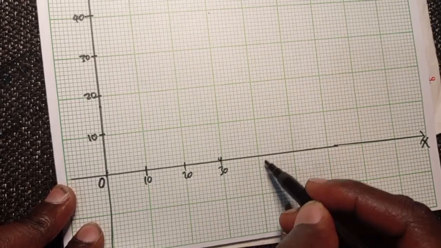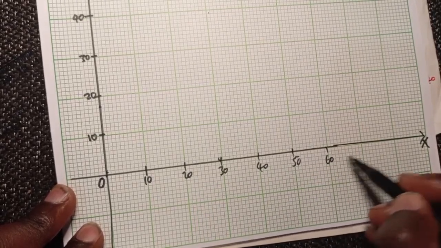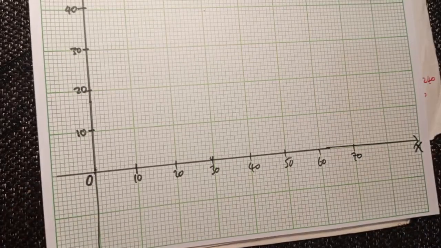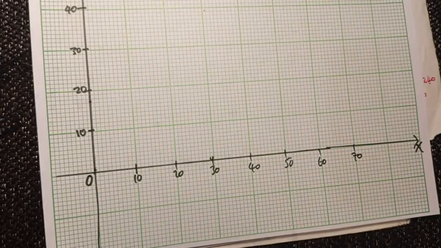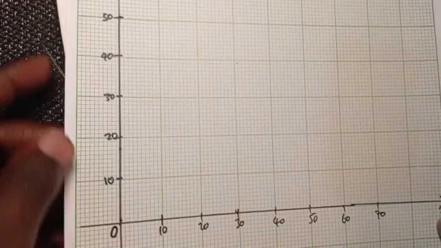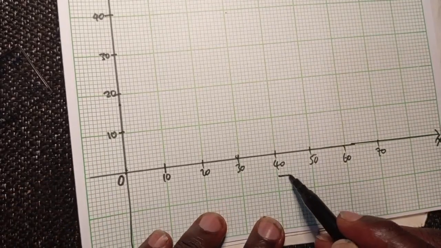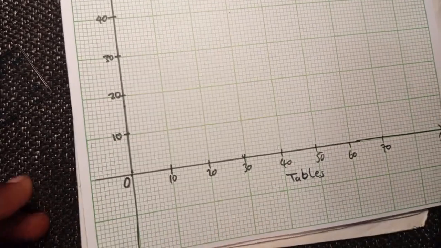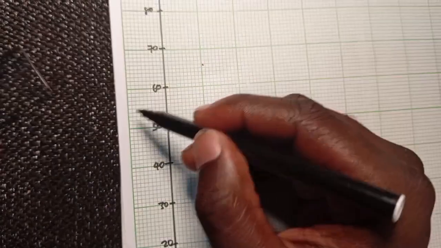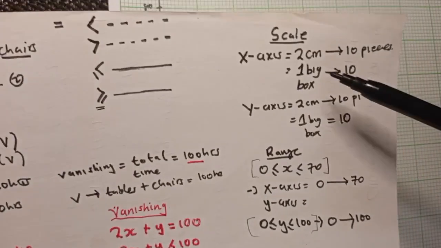20, 30, 40, 50, 60. We're told to end at 70 on the x-axis. We're told the range is 0 to 70. So now that we have this, here we said the x-axis will represent what? Tables. Okay, so we're going to write here, this represents tables. And on the y, this represents what? Chairs. Okay, all right.